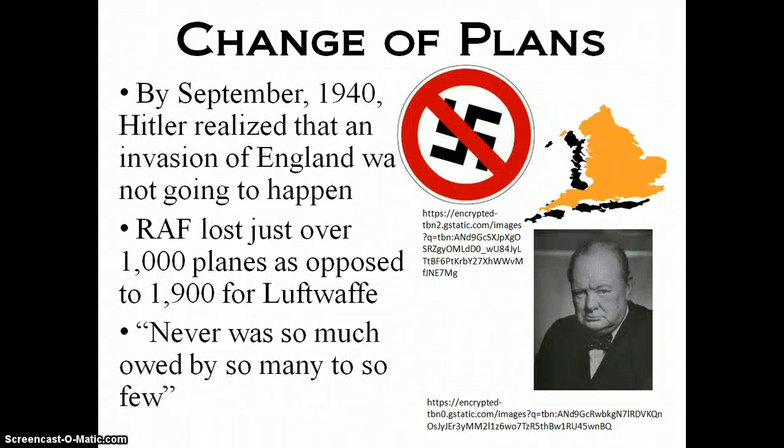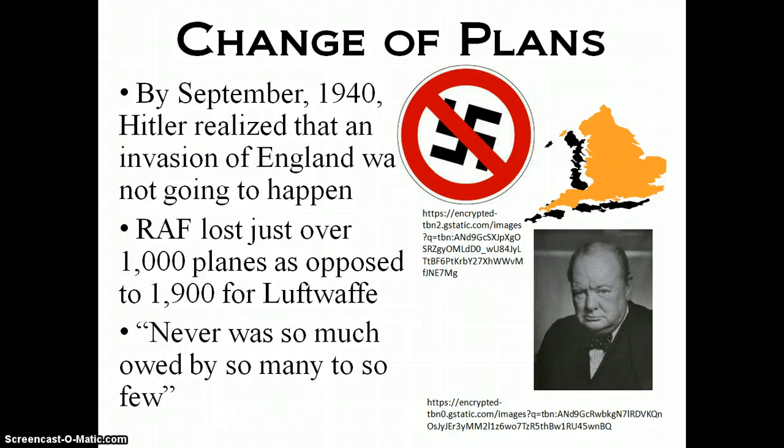By the middle of September 1940, Hitler realized that his planned invasion of England was not going to be possible. This is because the RAF is reported to have shot down close to 1,900 Luftwaffe planes, while only losing 1,000 or so themselves. English Prime Minister Winston Churchill praised the pilots of the RAF, saying, "Never was so much owed by so many to so few." The Germans would continue to bomb England, but not nearly to the extent of the Blitz.